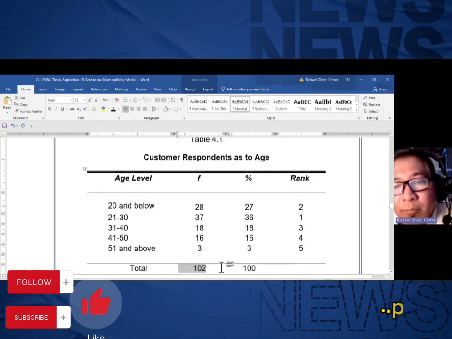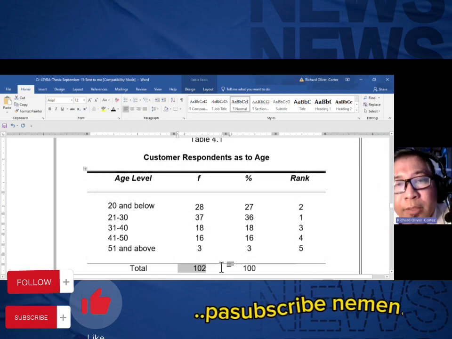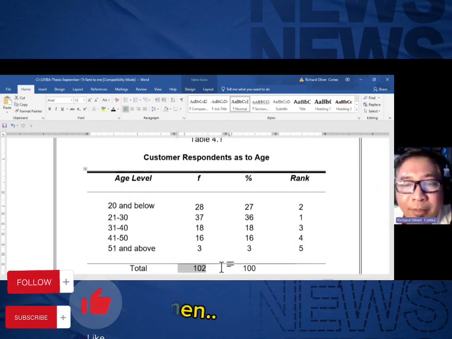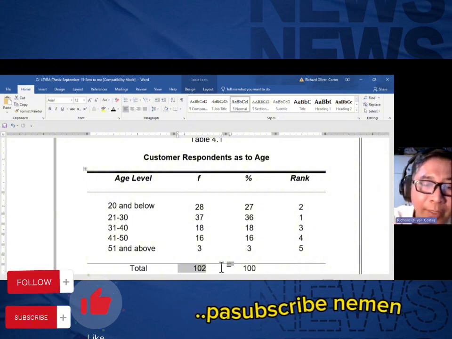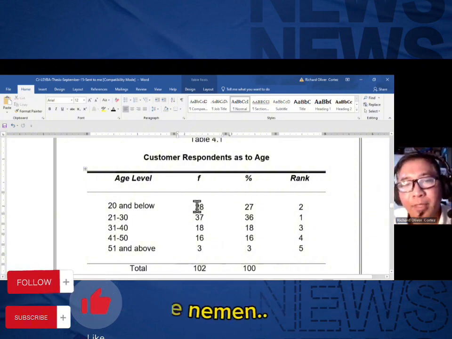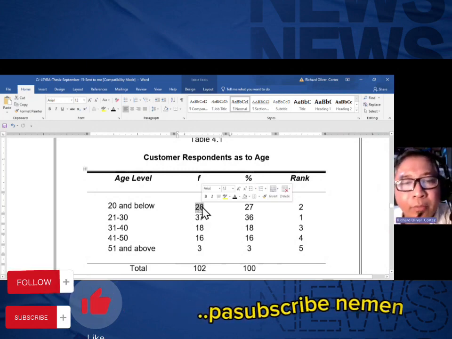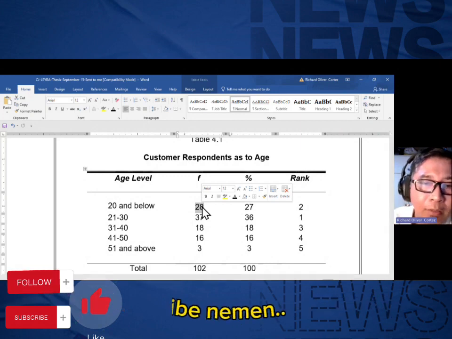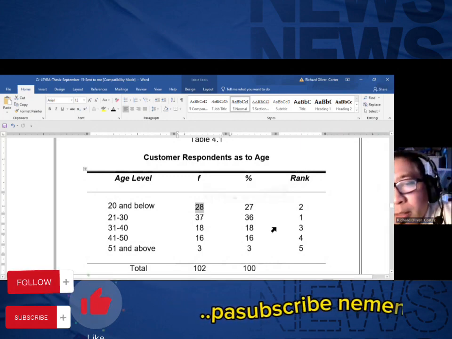Say, this one is a multiple choice. All respondents, they all have an age, right? There are no respondents without an age. So all of them have checked which age bracket they belong to. So it should total 102.